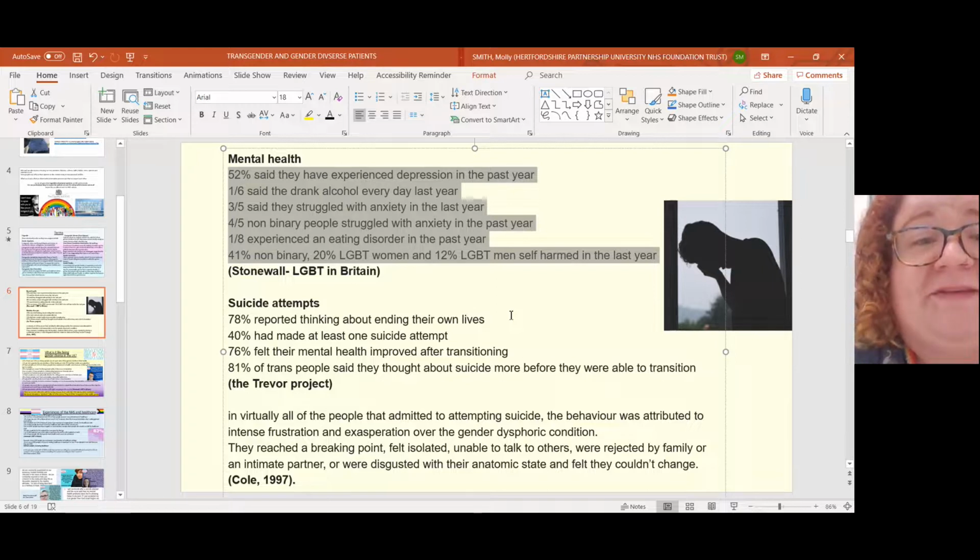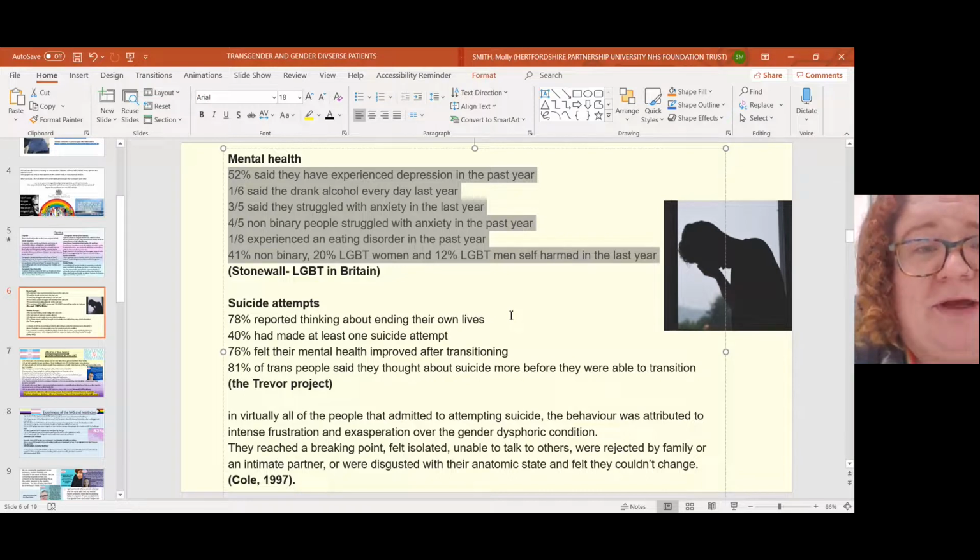3 out of 5 people said they struggled with anxiety in the last year. Again, that is higher than the other population. If we look at the British population on the whole, that's a lot higher. 4 out of 5 non-binary people struggled with anxiety in the last year. I mean, that's very high, isn't it? That's like 80 or 90% there of non-binary people struggling with anxiety. Again, if we compare that to the British population, that is a staggering difference. We've got a really high amount of anxiety and mental health difficulties in this group. That's what it's pointing out.